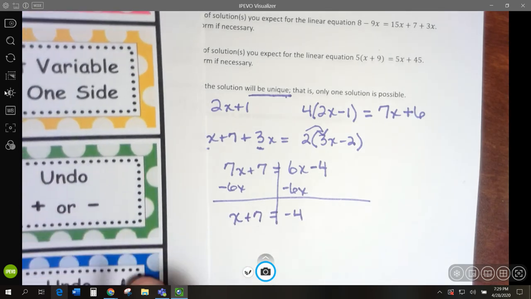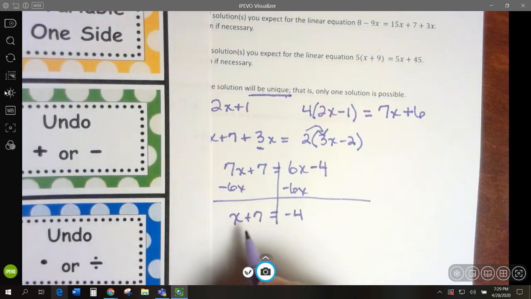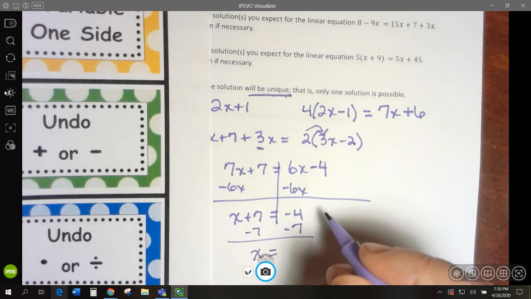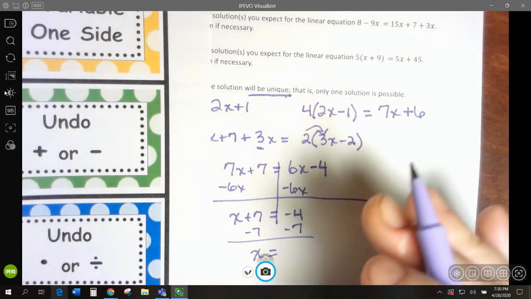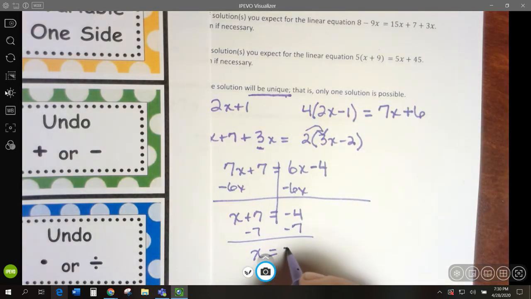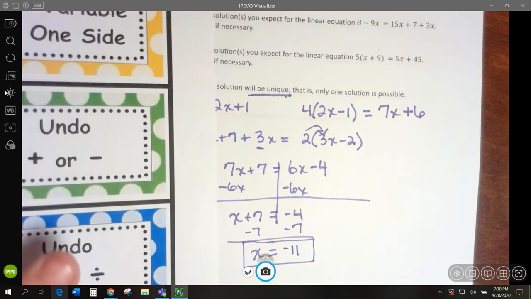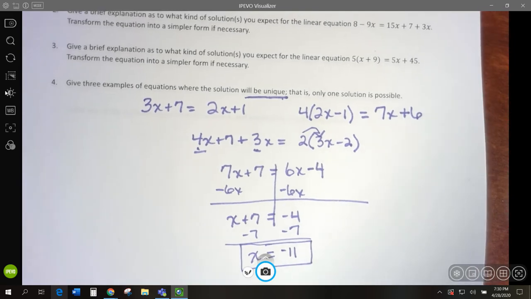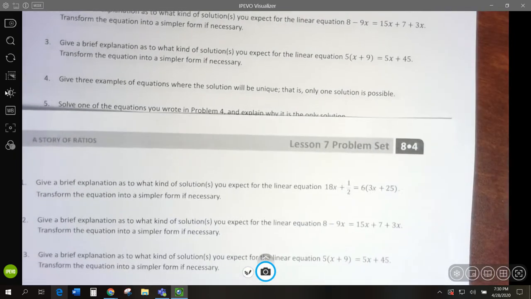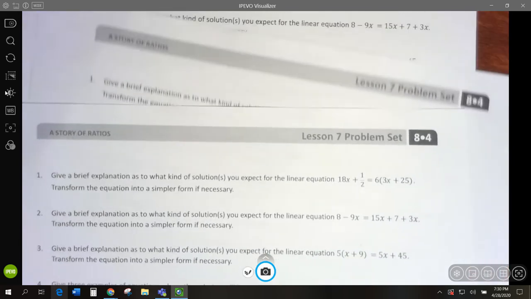Now we get rid of our addition or subtraction, then our multiplication or division. So we're going to get rid of our adding, so we're going to subtract 7 from both sides. And x equals, remember we're at negative 4 and we're going down 7 more. So we're going further down the number line. So this is going to be negative 11. And this does give us one unique solution. So that was problem 4 and 5, which asked us to solve one of the ones from problem 4.